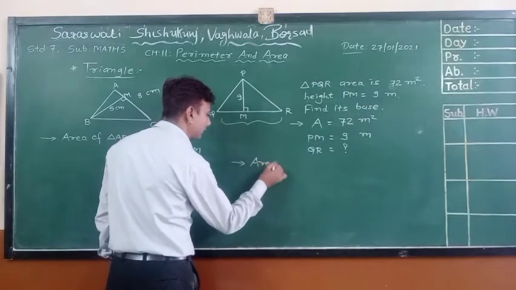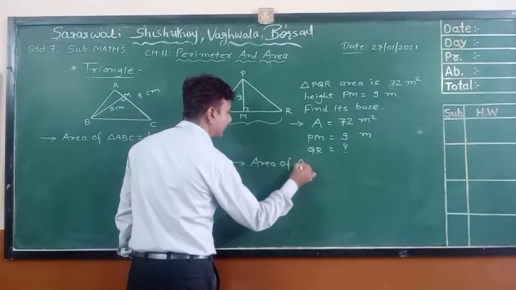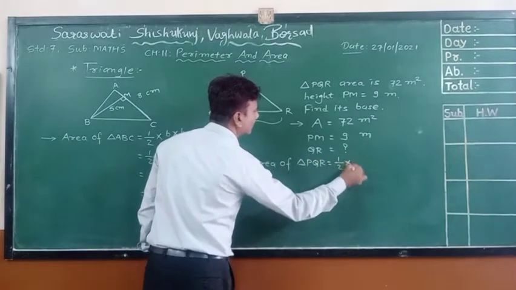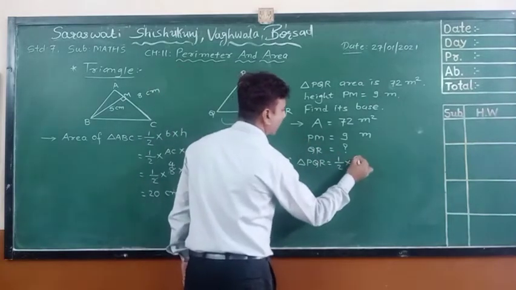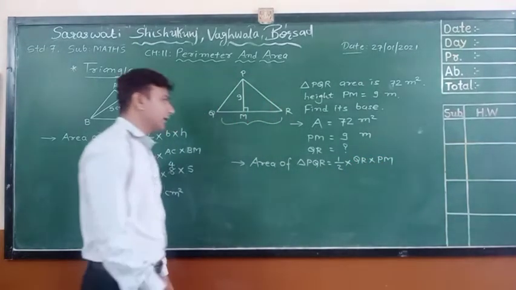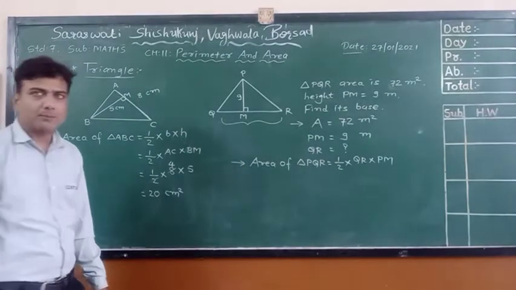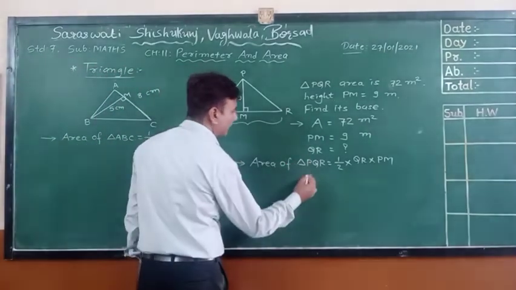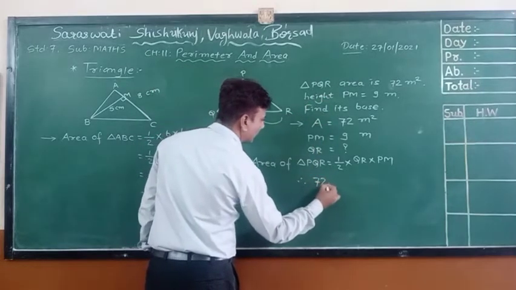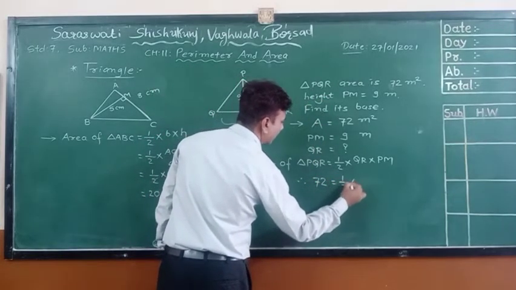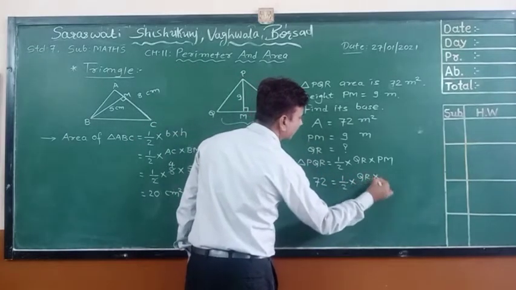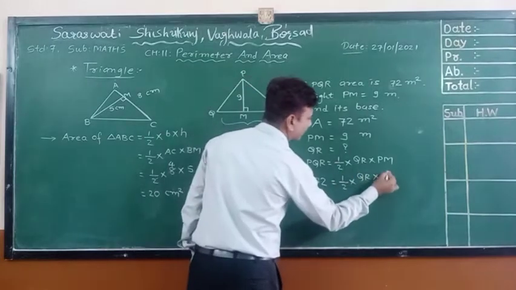So let's use this formula: area of triangle PQR equals 1/2 base QR into altitude PM. The area is given as 72, equal to 1/2, and the QR measurement is not given, that we have to find, and PM measurement is 9.